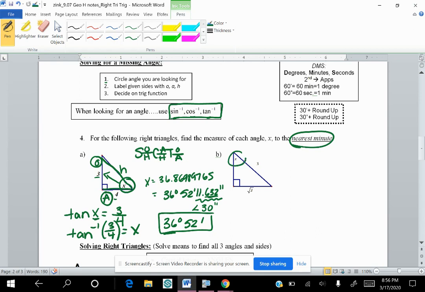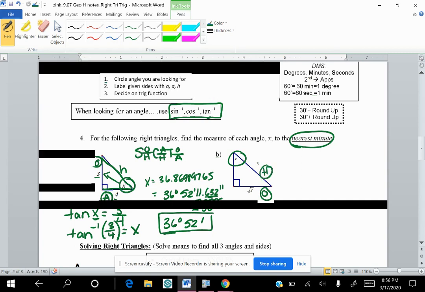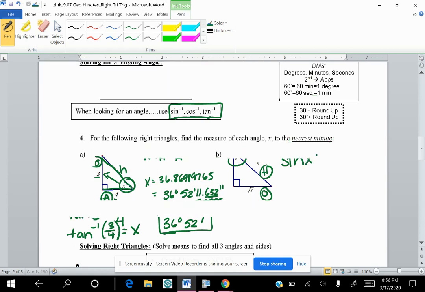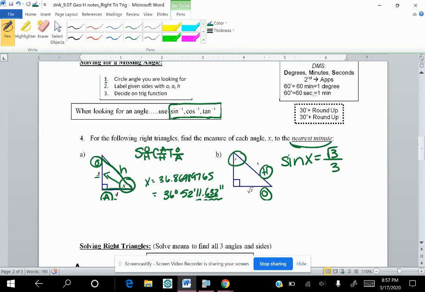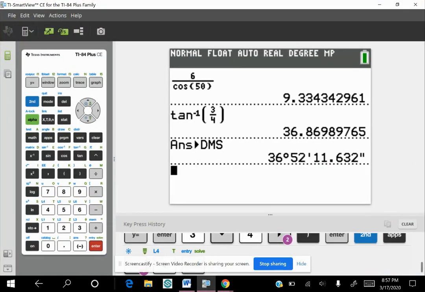All right, so first, hopefully you circled your angle and then said this side across from here is my opposite. And I've got the hypotenuse given to me as well. So I'm going to do O and H, that's sine. So I would do sine of x equals rad 3 over 3. Since I'm looking for an angle, I want to use inverse trig functions. So inverse sine is going to give me x. Do not cross multiply. Now I go to my calculator and type in inverse sine of rad 3 over 3.